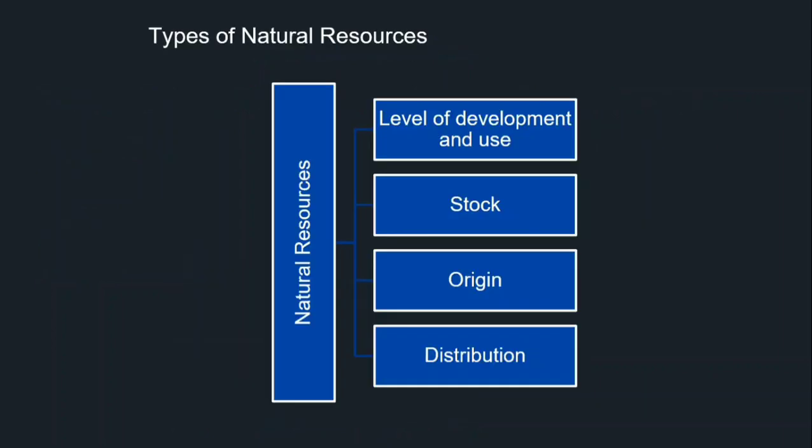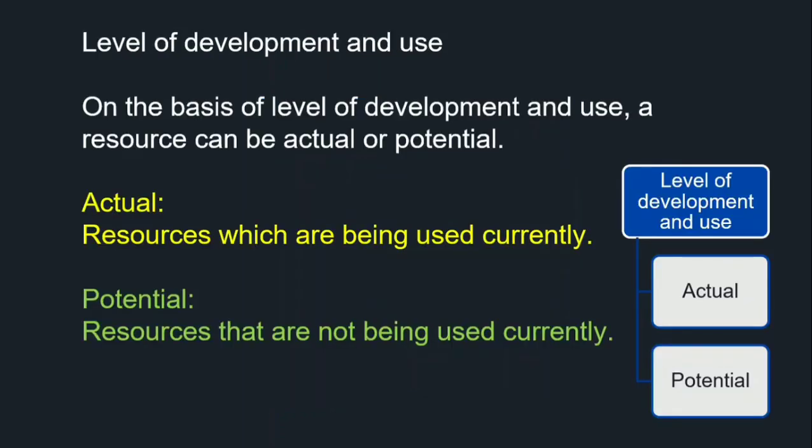Types of natural resources. There are 4 types of natural resources, which are based on level of development and use, stock, origin and distribution. Level of development and use. On the basis of level of development and use, a resource can be actual or potential.